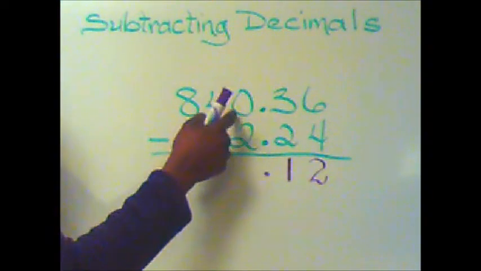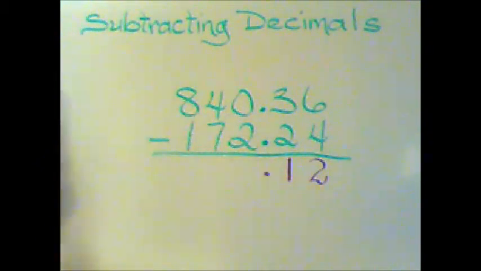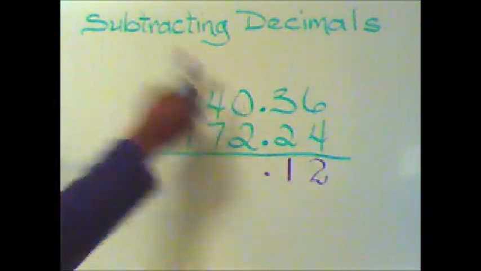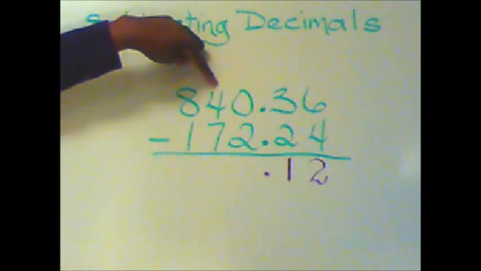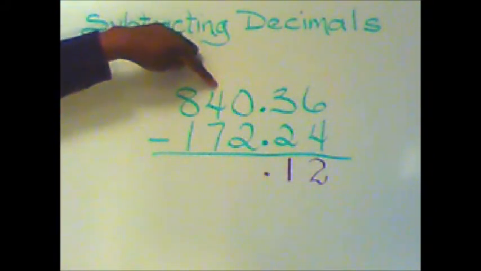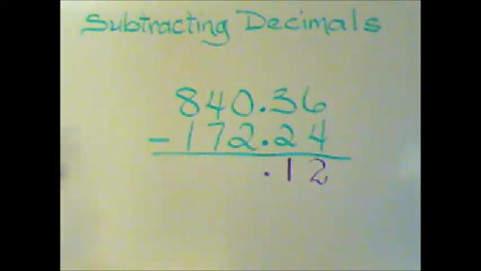Next I go to 0 minus 2. I have nothing, but yet I'm trying to give away 2. Can I do that? And the answer is no. I can't give away 2 of something if I have 0 of something. So I'm going to have to go to my neighbor in the tens place, and I say, hey neighbor, can I borrow one of your tens?